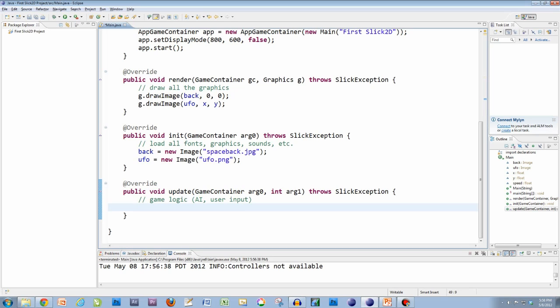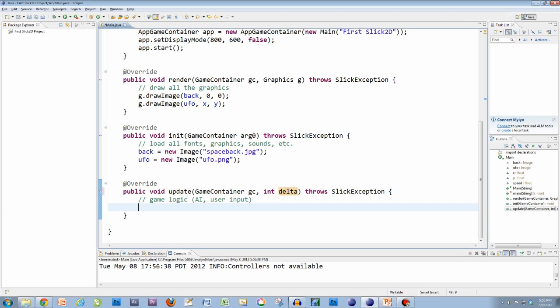Now, if I look at this right here, these are the arguments to update. Eclipse by default just calls them arg0, arg1. I'm going to change those to more meaningful names. Instead of calling the game container arg0, I'm going to call it GC for game container, and instead of calling the int arg1, I'm going to call it delta. So here's where that delta variable comes in. It's given to me by Slick. I don't have to worry about it. So I'm going to rename those so that I have access to them. So I got game container GC and then int delta.